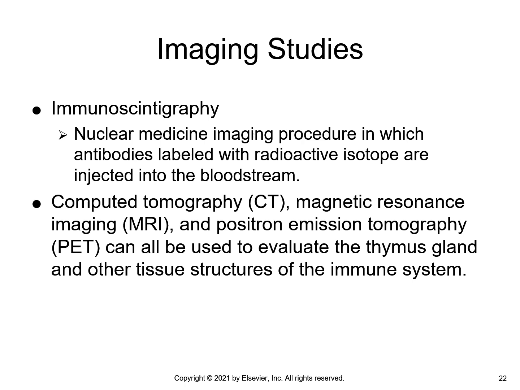A CT, or computed tomography, MRI, magnetic resonance imaging, and PET, positron emission tomography, may all be used to evaluate the thymus gland and other tissue structures of the immune system. PET scanning can be helpful since the technique highlights active metabolic areas when tagged with the appropriate radioactive molecule.